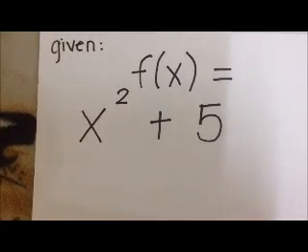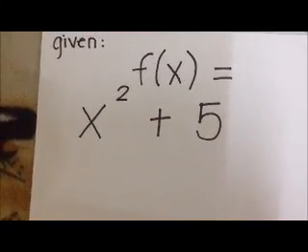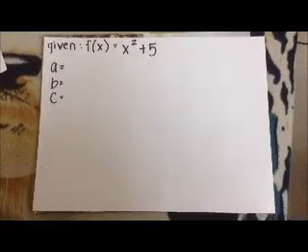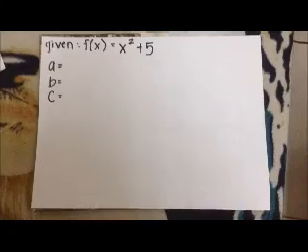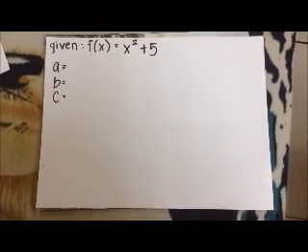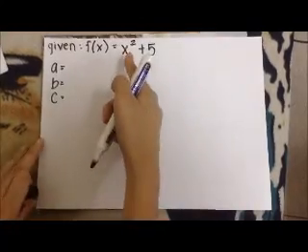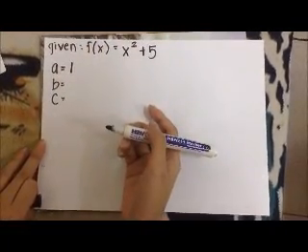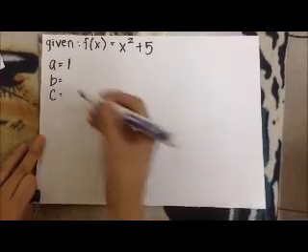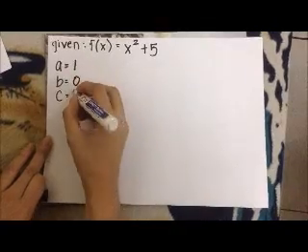To start off, this is the given quadratic function. f of x is equal to x squared plus 5. In the given quadratic function, we must first identify the numerical coefficients for a, b, and c. For a, since x has only 1, we put 1. There is no b since there is no value for x, so it is 0. And for c, 5.